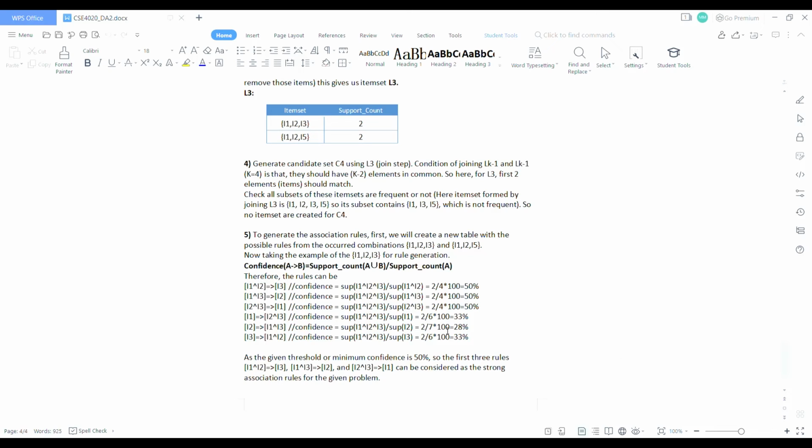So in the question it is already given that the minimum confidence rate should be 50 percent. So from the calculated values, only the first 3 rules that are generated have a minimum confidence of 50 percent. So only these first 3 rules are considered a strong association rule for the given problem. So now we can move on to the implementation part of the algorithm in RapidMiner.